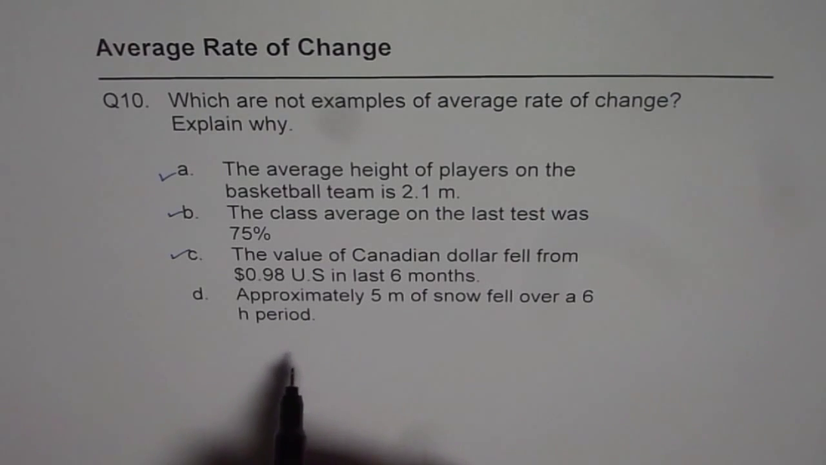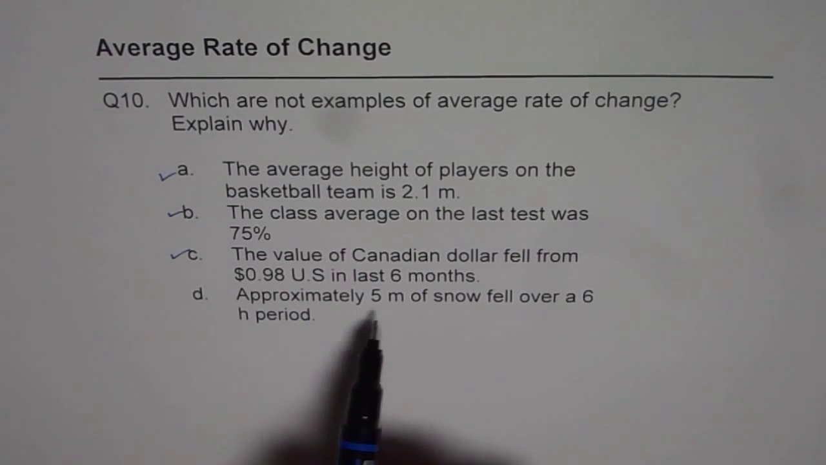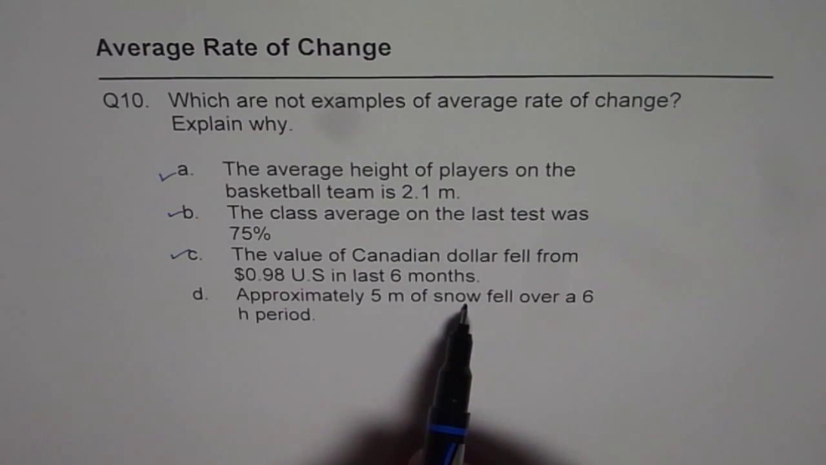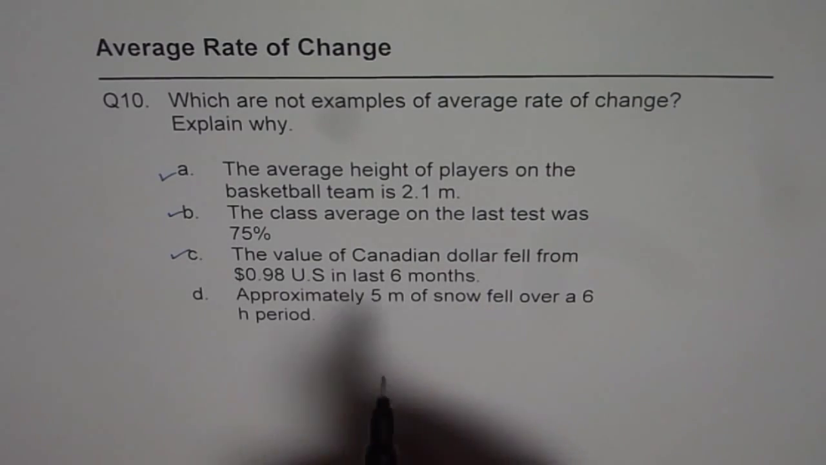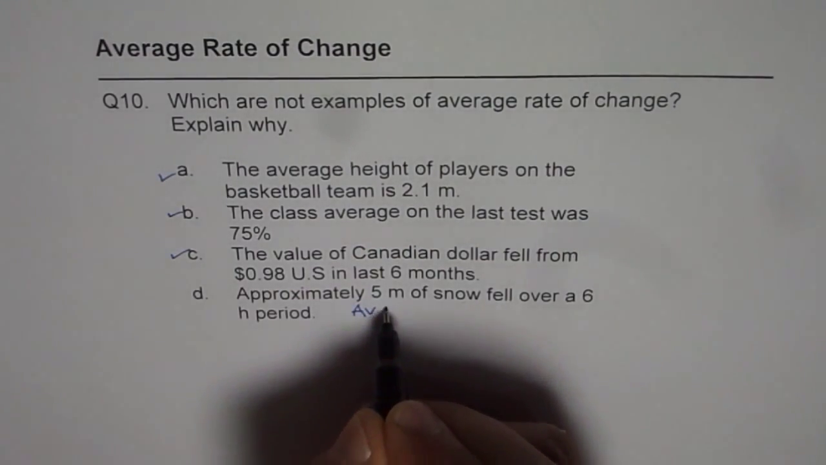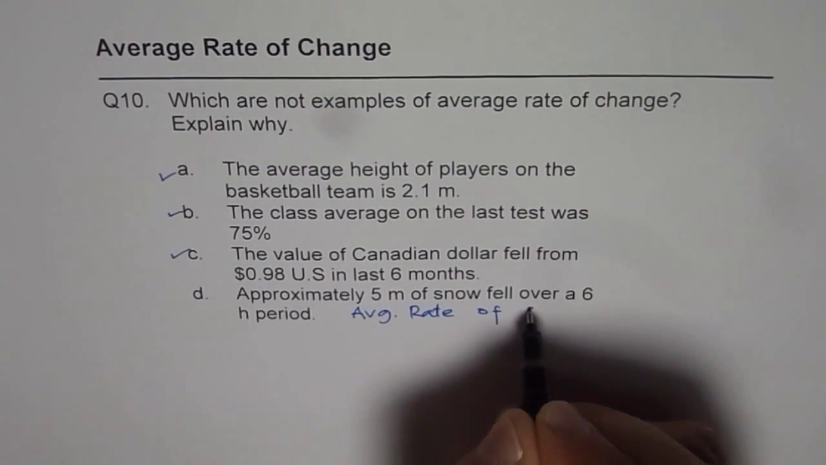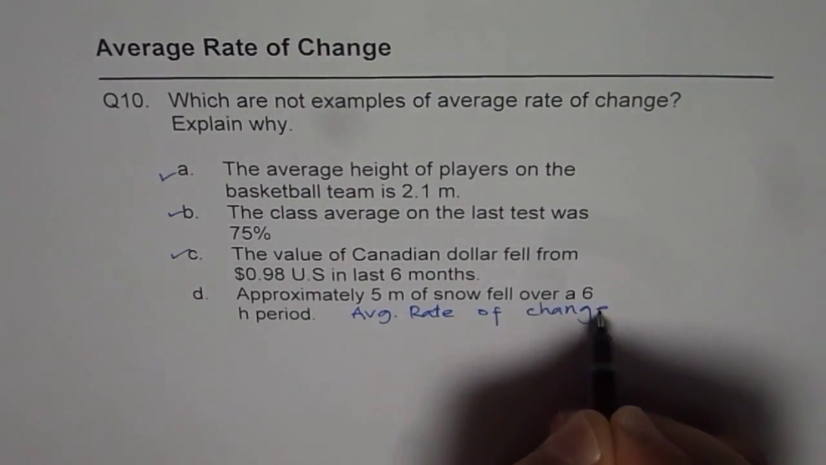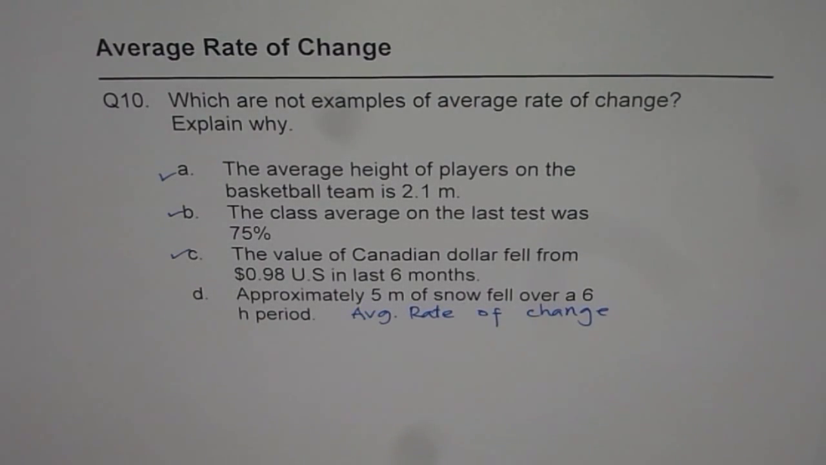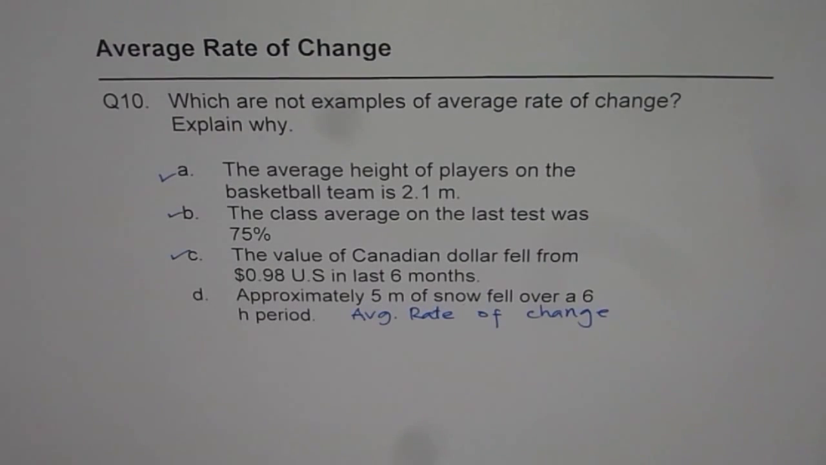The last one is approximately 5 meters of snow fell over a 6-hour period. So this actually represents average rate of change, since we know change in snowfall, right, and over the period of time. So the only example of average rate of change is the last one. First three are not examples of average rate of change.